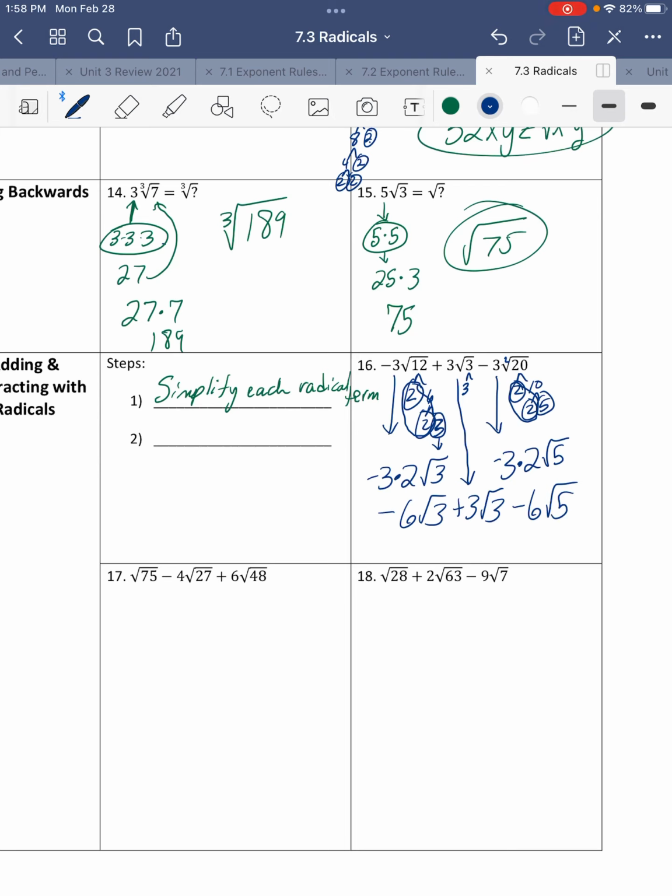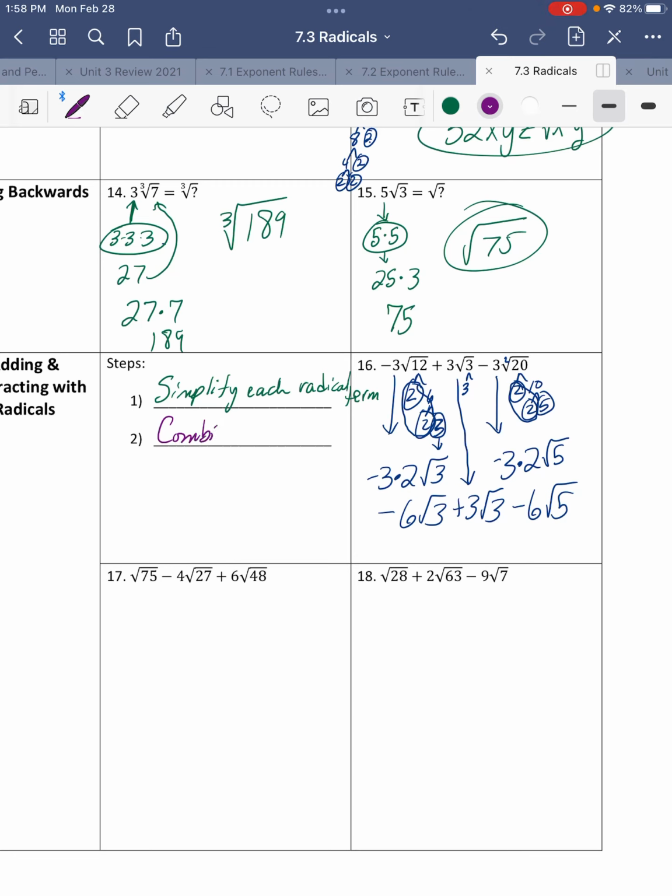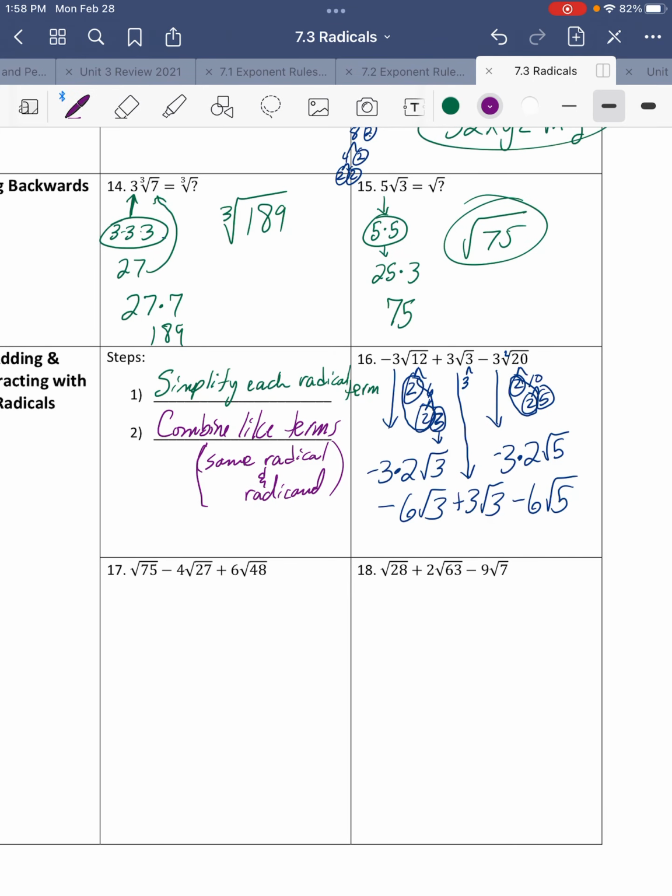After you simplify each radical term, then you're going to look for like terms. So combine like terms is our next step. The radicals have to be the same. They have to have the same radicand, what's underneath the radical. So in this case, we're looking at square root of 3, square root of 3. Those are like terms. The square root of 5 is not.